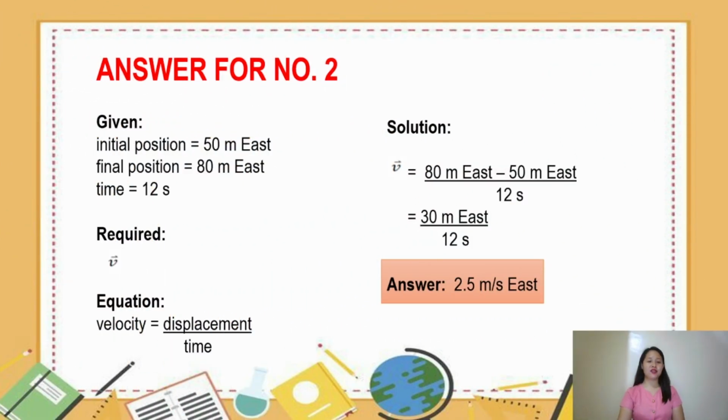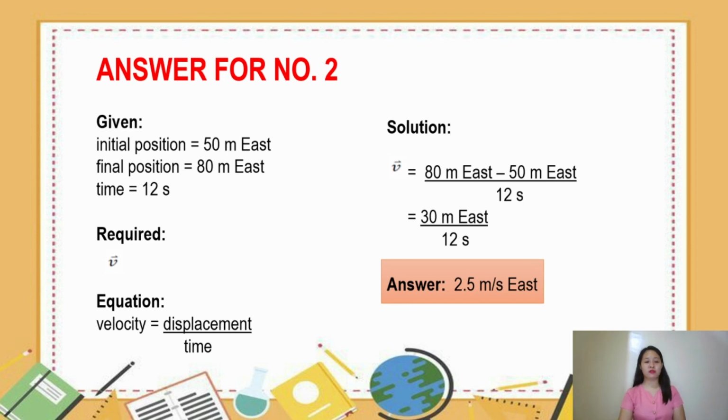And for the answer for number 2, we have the given. Initial position is equal to 50 meter east. Final position is equal to 80 meter east. And time is equal to 12 seconds. What is being asked or required? The velocity. And the equation that we will be using in finding the velocity is equal to displacement divided by time.